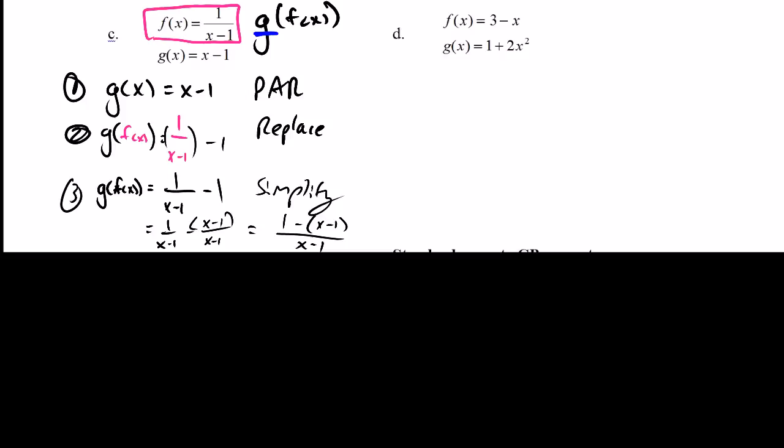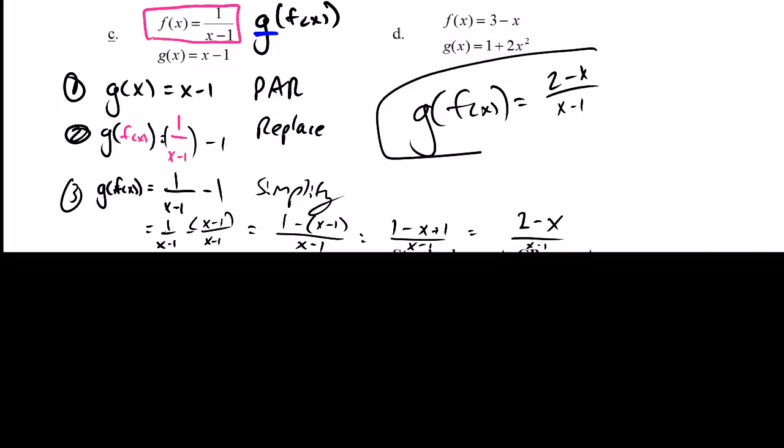This negative is attached to the whole quantity, which is equal to 1 minus x plus 1 over x minus 1, which is equal to 2 minus x over x minus 1. So that means our g of f of x is equal to 2 minus x over x minus 1. Bada bing, bada boom, we're done with that.